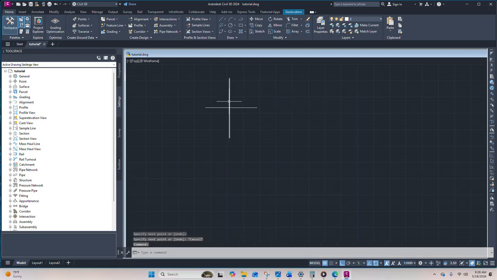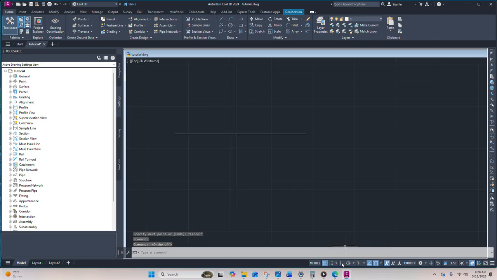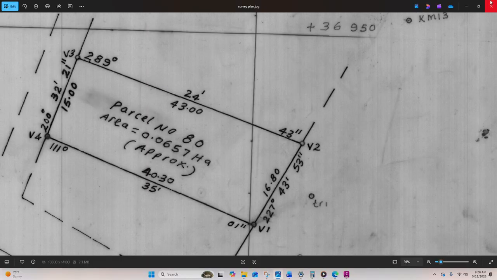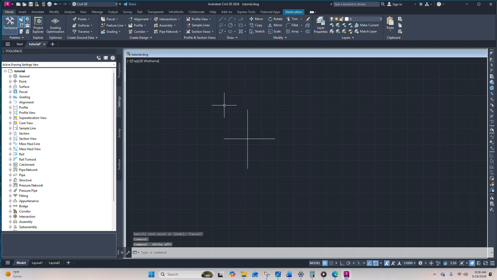They are so big. So let us say the other mode should be off. Now we need to draw a line with the following bearing 289. So other mode is off. Other mode restricts you to draw lines and figures in 90 degrees. We don't need 90 degrees now.